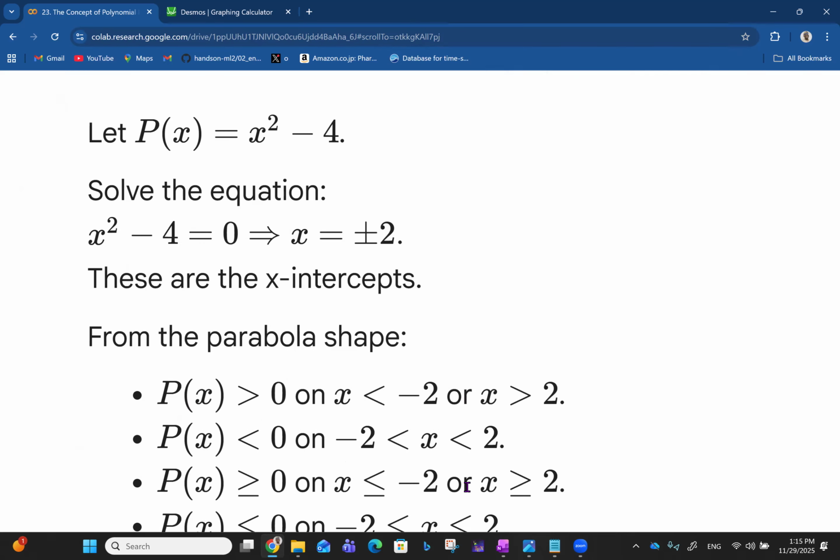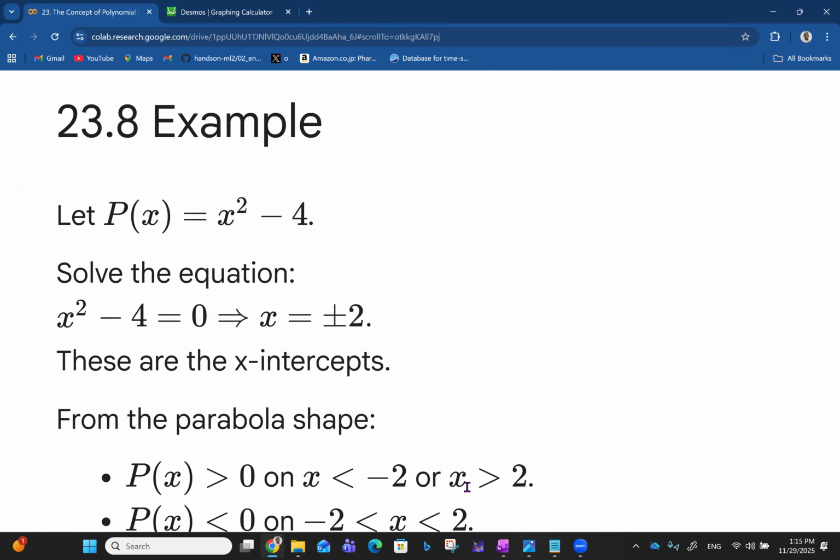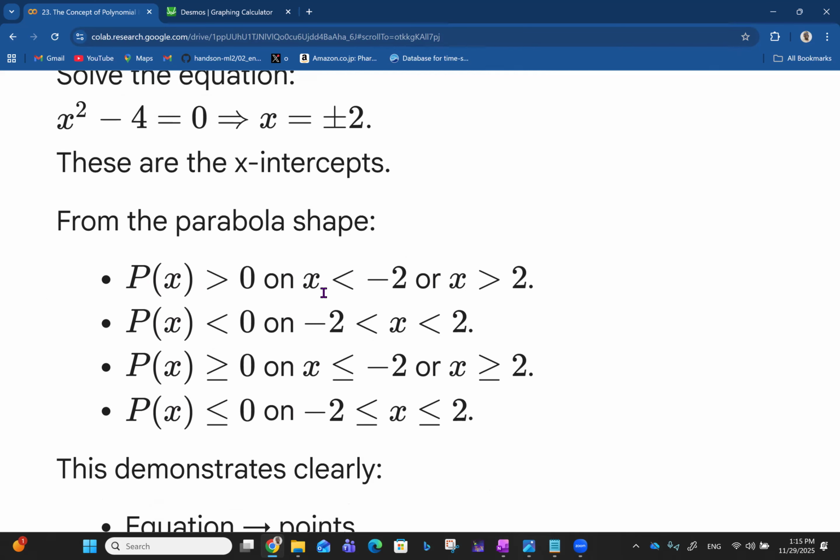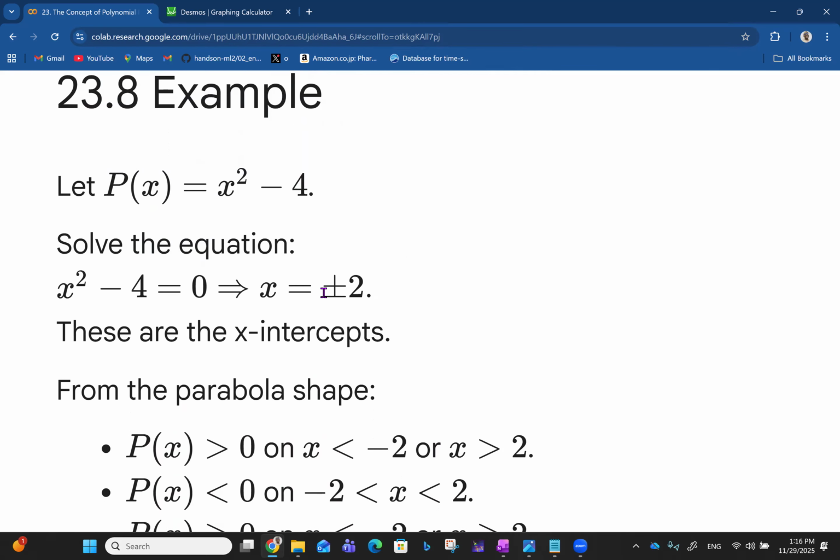So an example of this: we have P of x equals x squared minus 4. To solve, first of all, we solve the equation, which is pretty easy. We can see this is a difference of two squares already. So x squared minus 4 equals 0 means we have (x minus 2)(x plus 2) equals 0. That means x is equal to plus or minus 2. So these are the x-intercepts.